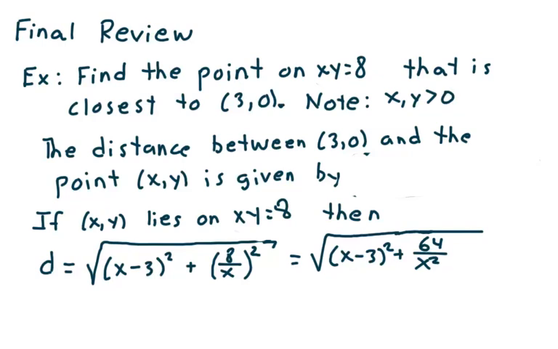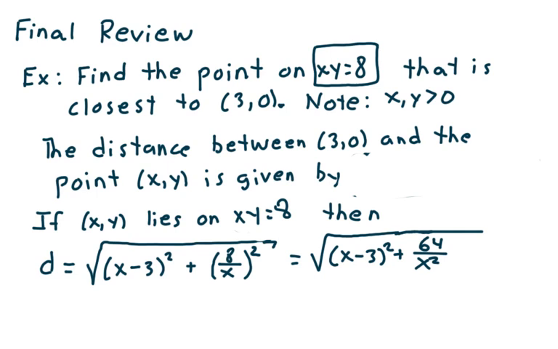This is a video for the final review in my Calculus 1 class. Let's take a look at the following example. Find the point on xy equals 8 that is closest to the ordered pair (3, 0). Note, x and y must be positive, and if we draw a picture of this hyperbola here, you will see why that has to be the case.